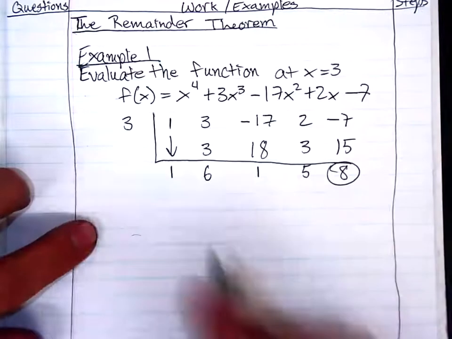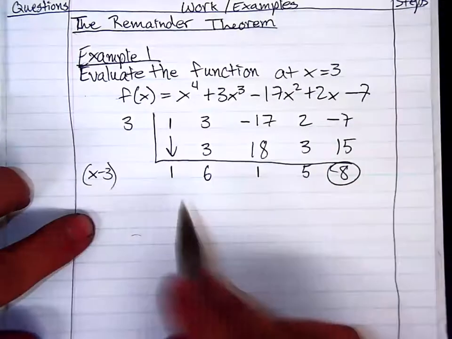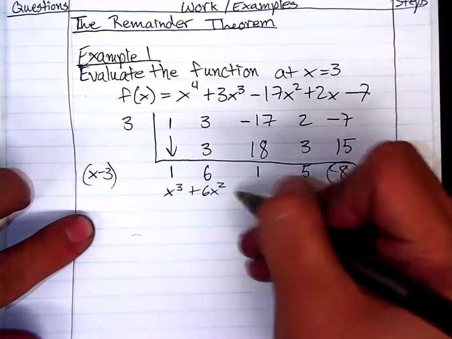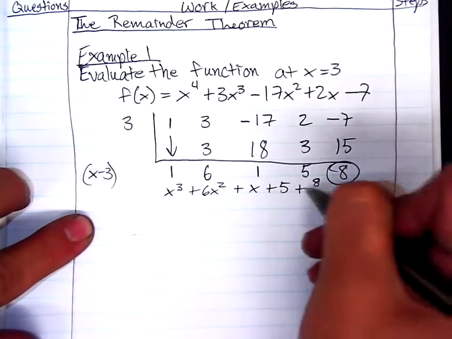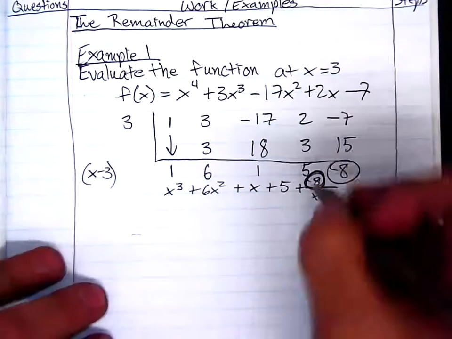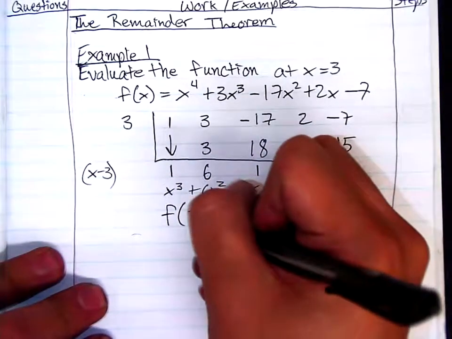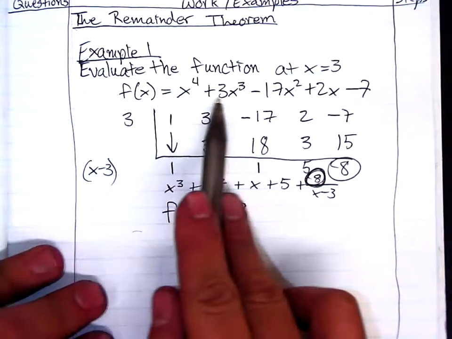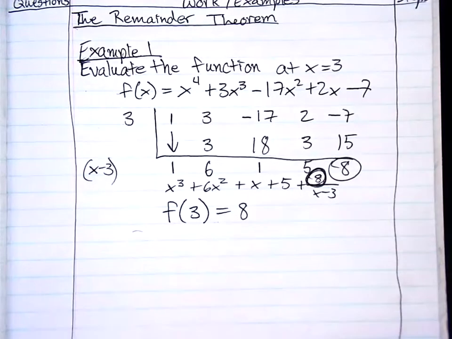So in this case, after dividing by x minus 3, I ended up with this polynomial of x cubed plus 6x squared plus x plus 5 plus 8 over x minus 3. What we actually just also found was that with this remainder 8, the value of the function at 3 is 8. And if I were to actually plug 3 into this entire polynomial, I would definitely come out with 8 as my value. So you can prove that to yourself if you want to check it out.